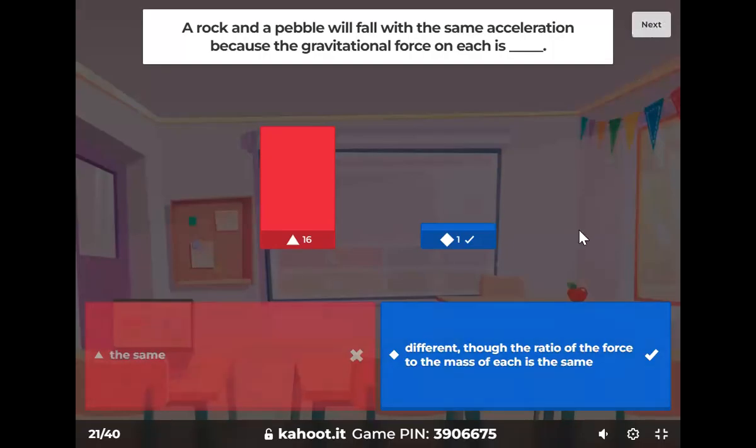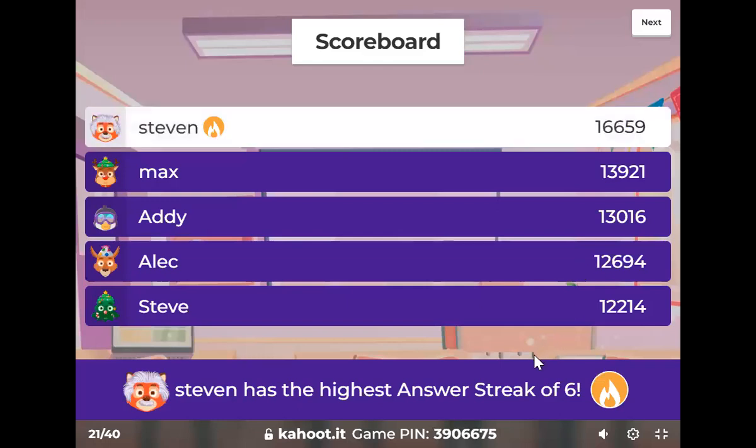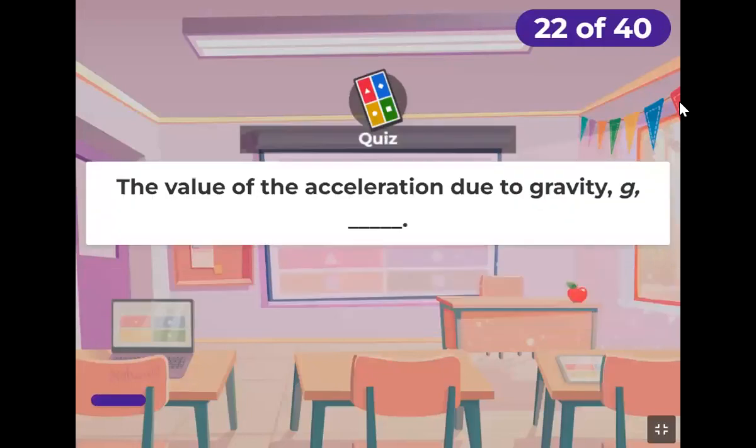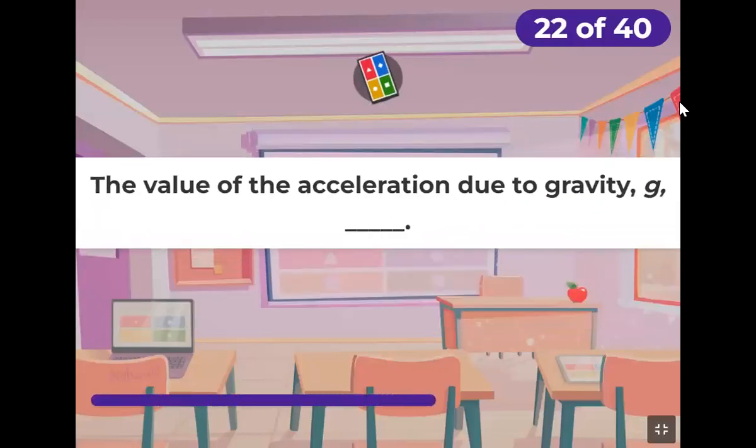Who got them points? Steven! Standing in the lead.